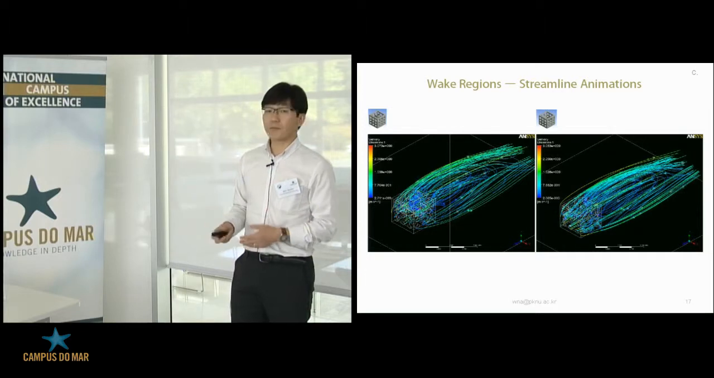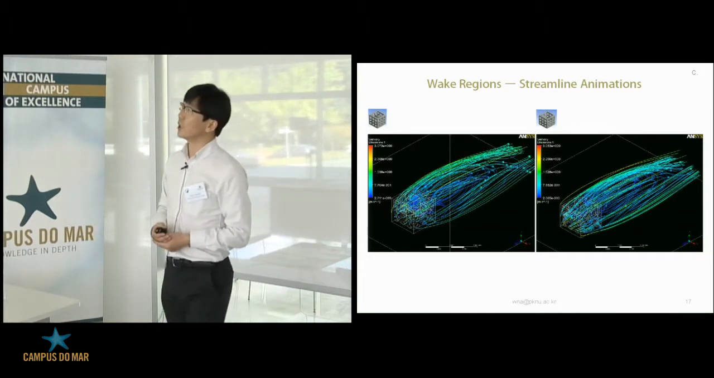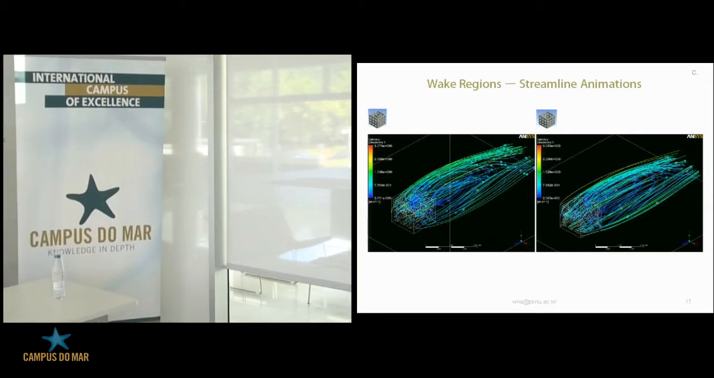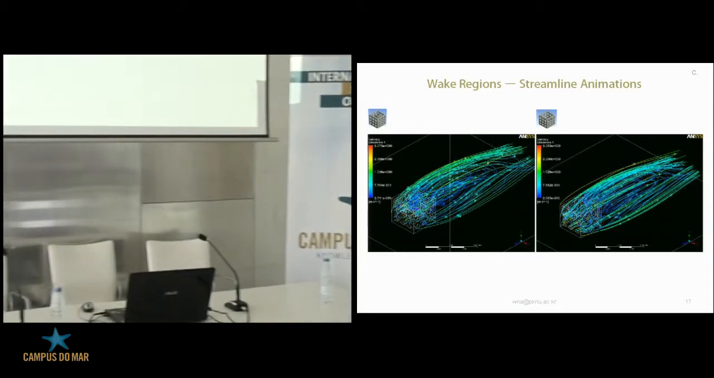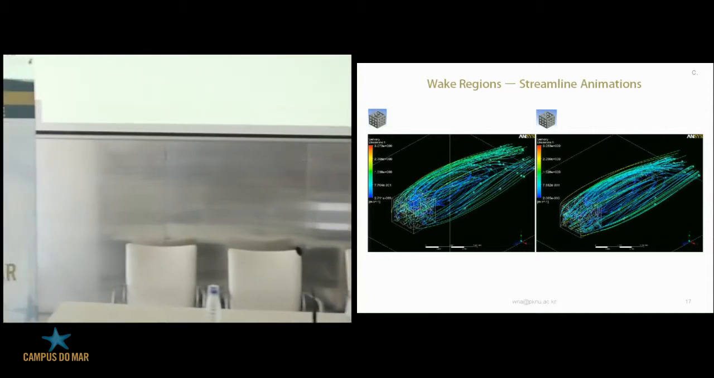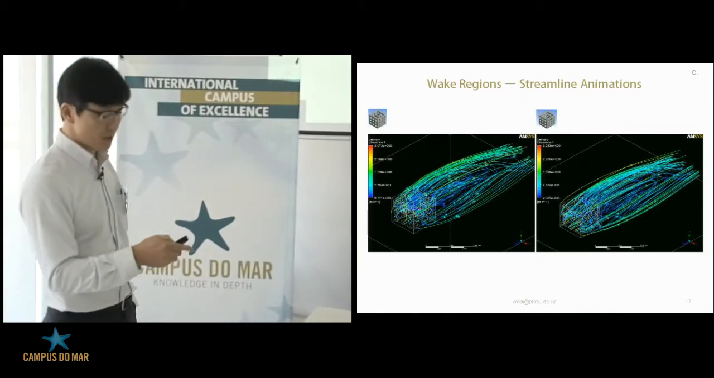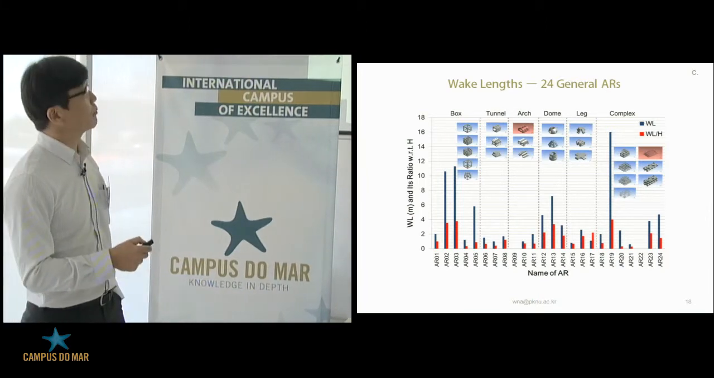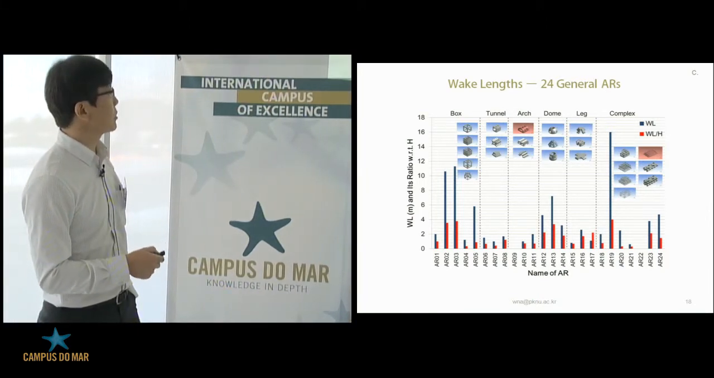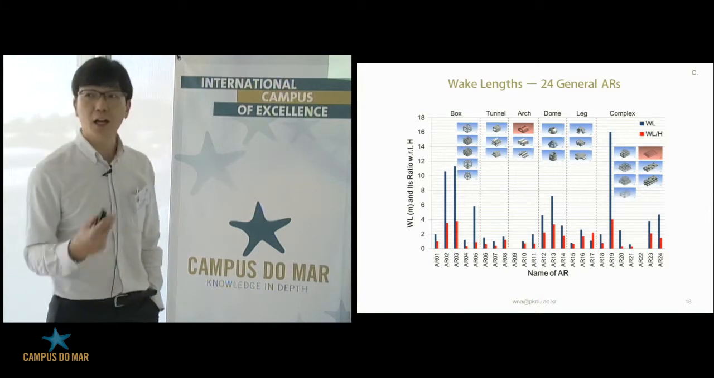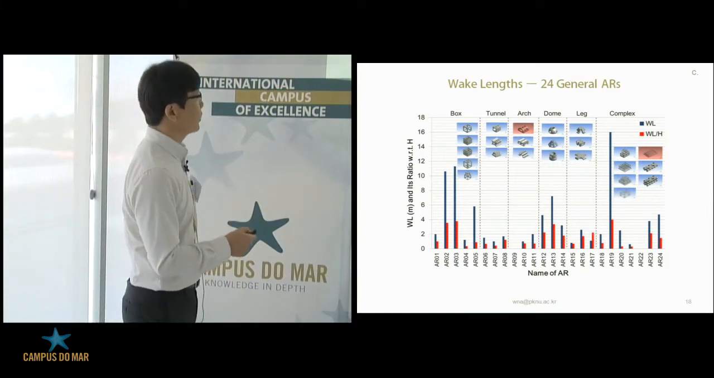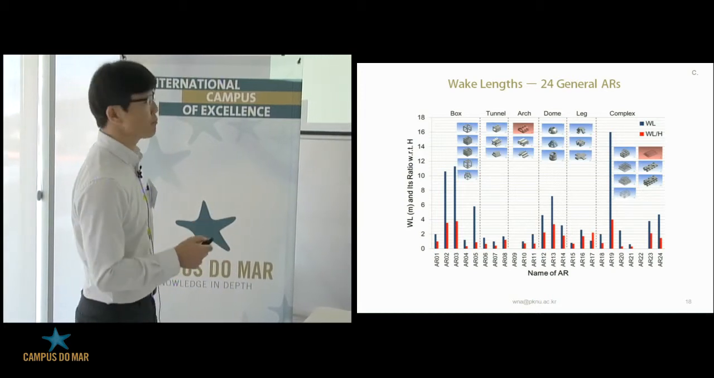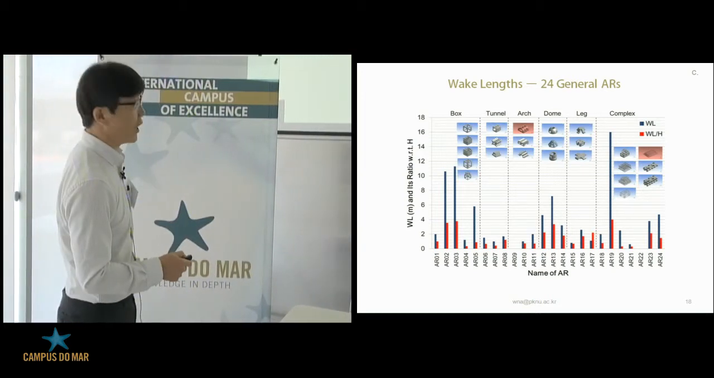This one shows an animation of the difference. As you see here, on the steel box side there is some recirculating water flow inside, but here you cannot see that. That's the main difference. And then we calculated the wake length for 24 general artificial reefs. Depending on the type, the wake lengths are pretty different. For example, AR-19 has about 16 meters, but some do not have any at all.